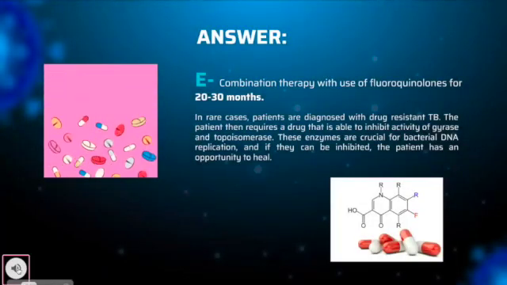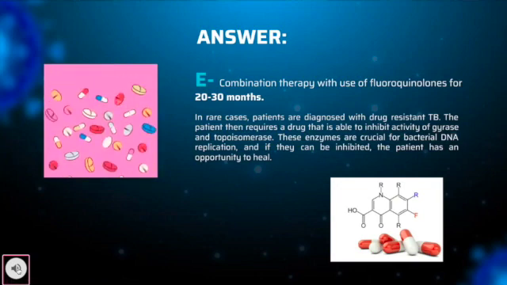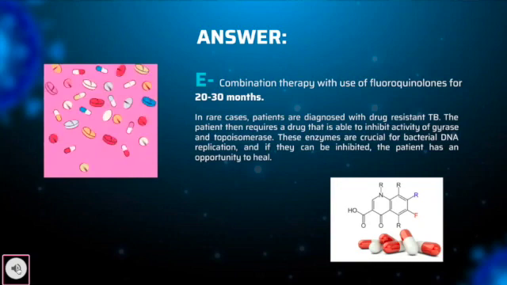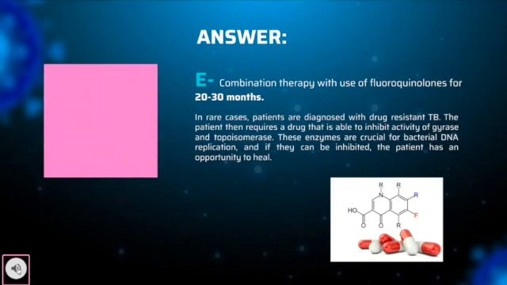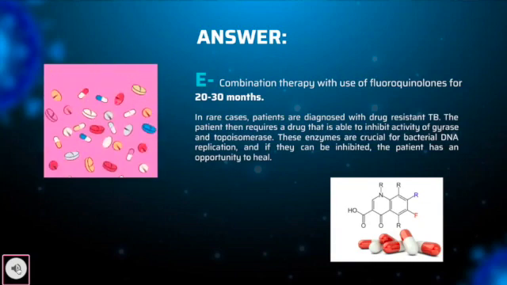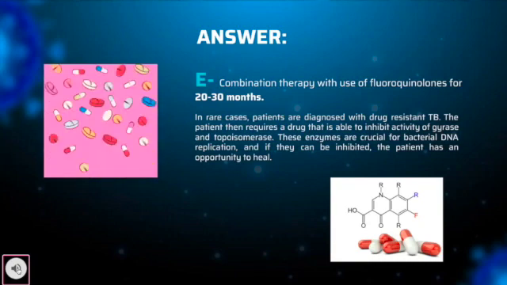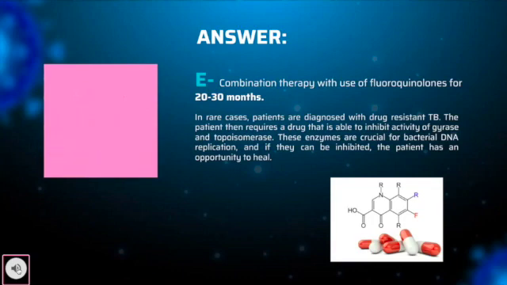That's the perfect answer. Combination therapy with use of fluoroquinolones for 20 to 30 months is crucial for the patient having the best recovery. In some cases, patients do have drug-resistant TB, unfortunately. It's really important to get a drug that can stop enzymes that are crucial for bacterial DNA replication to happen. So we want to inhibit the activity by gyrase and topoisomerase. This will allow our patient an opportunity to heal.